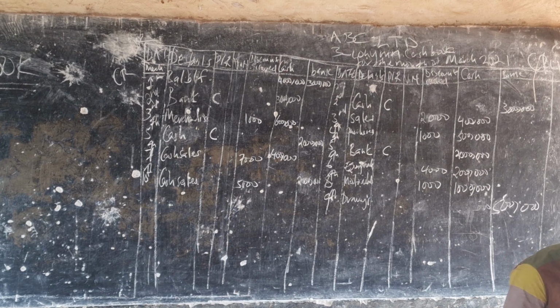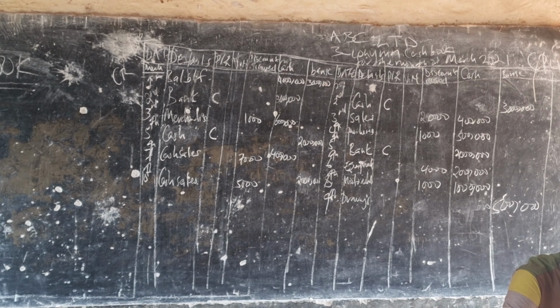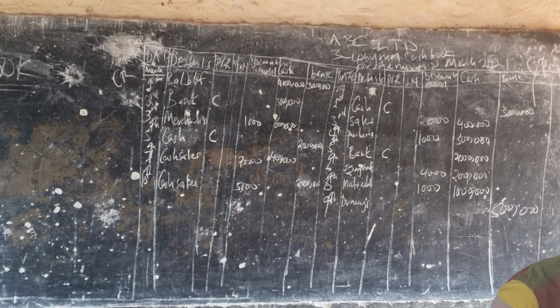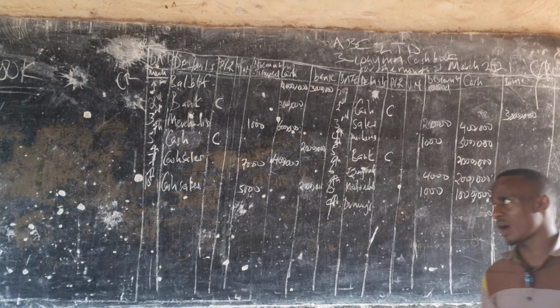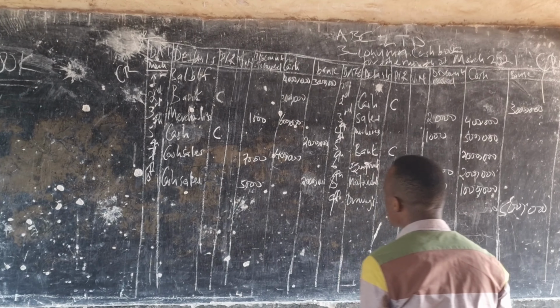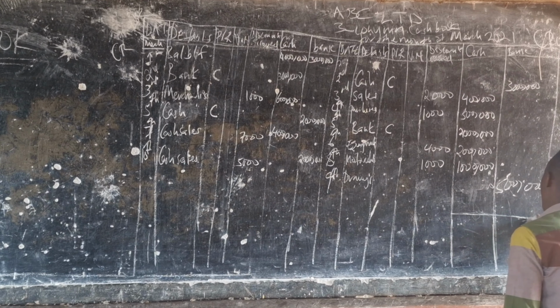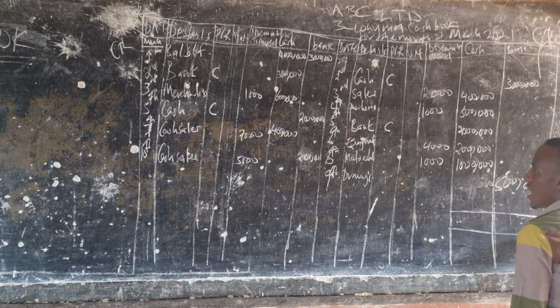Our dear viewers, this is how we come up with a 3-column cash book. And the last step towards it is balancing the cash book. Like I told you in the previous video, how do we balance off accounts? How do we balance off?